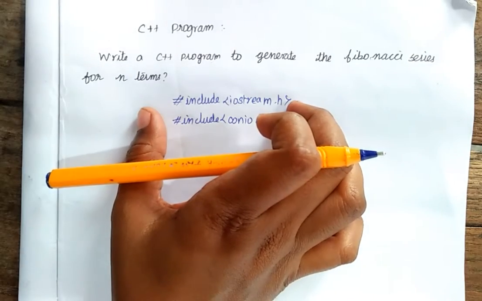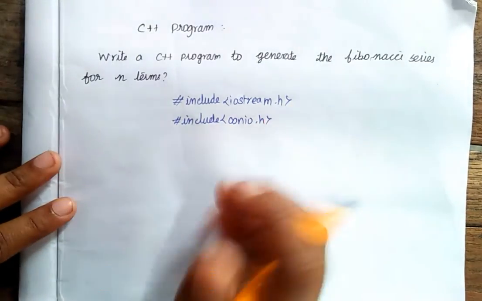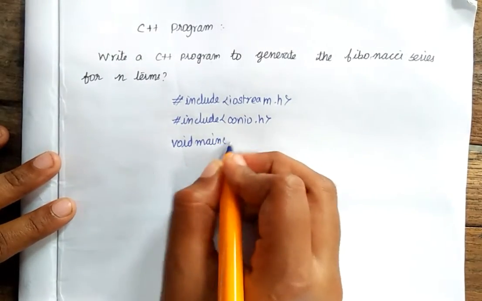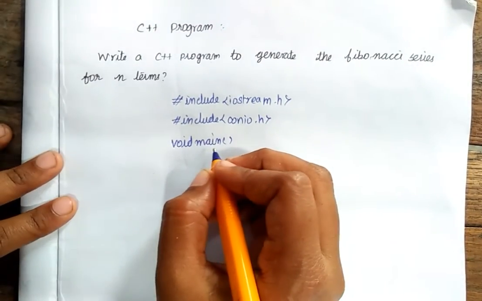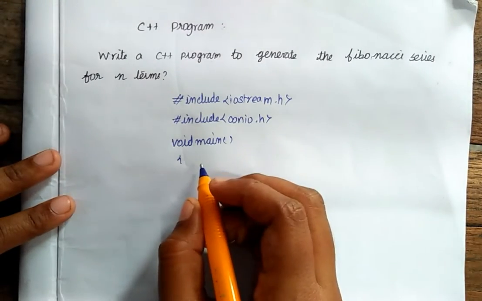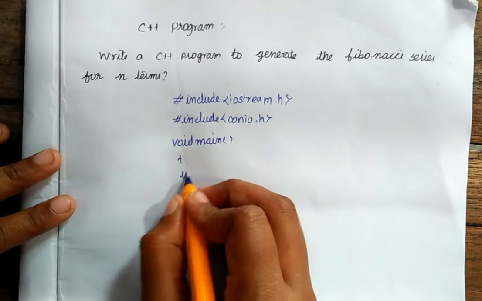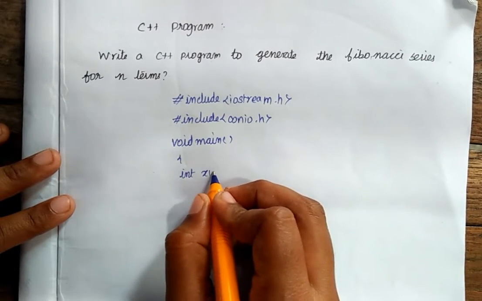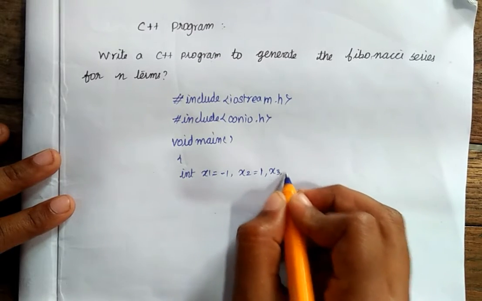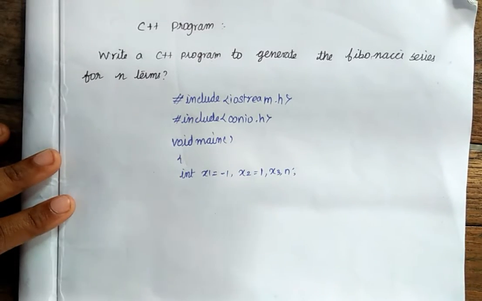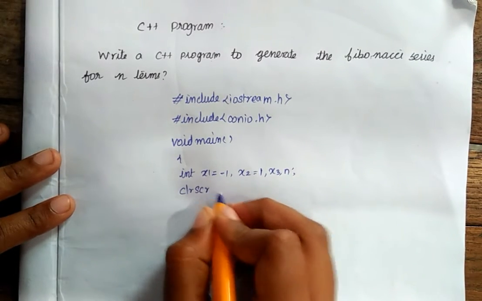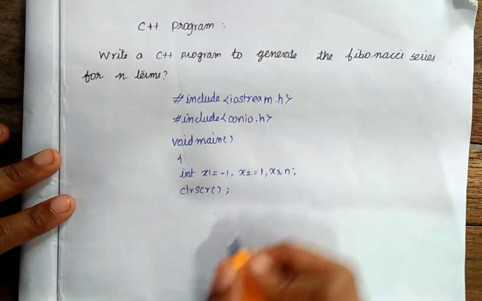Then you can write the main function, void main. After that you declare the variables. We are using these variables: x1 is equal to -1 and x2 is equal to 1, and x3, with the n terms of input. Next we use the clrscr function to clear the screen.